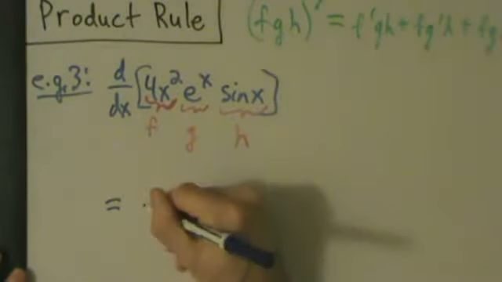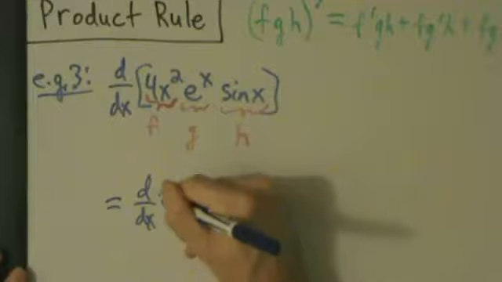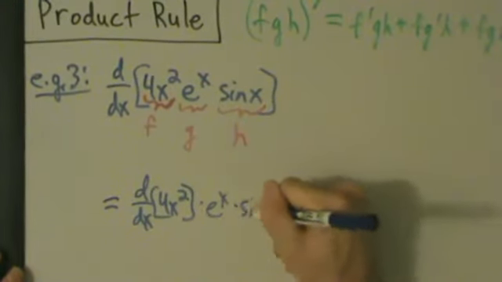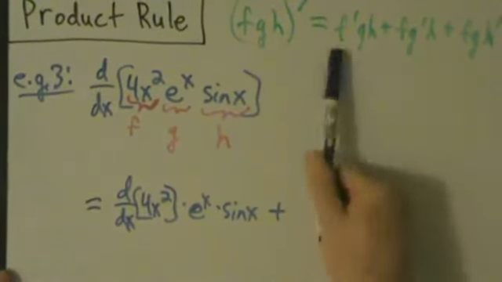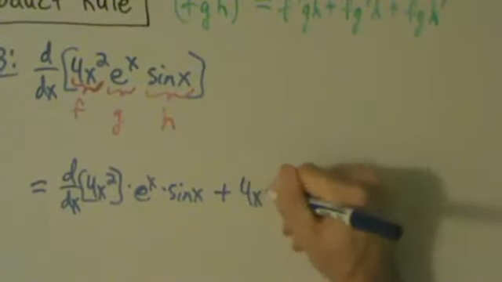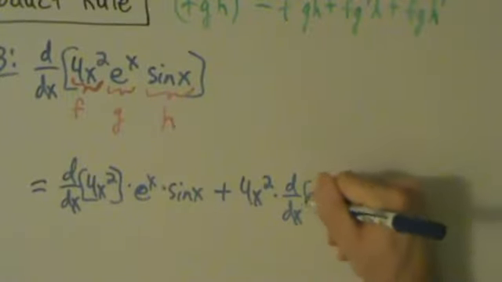So this is going to be, just because it's the first one we're doing like this, we'll write it out in detail. This will be d dx of 4x squared times just the second guy times just the third guy. All right, and then plus, so that's this first term we just wrote here. Now we're going to do the second term. So plus 4x squared times the derivative of just the second guy, and then we're just going to multiply by the third guy.